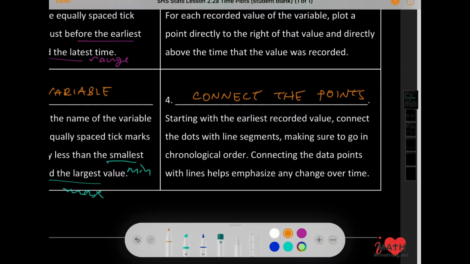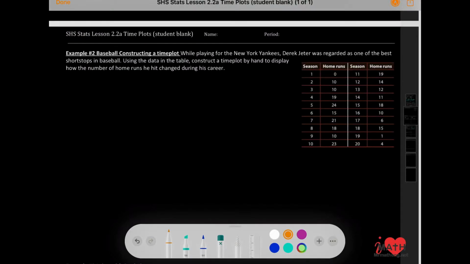So that was page number 1. All right, on page number 2 now, let's do an example here.